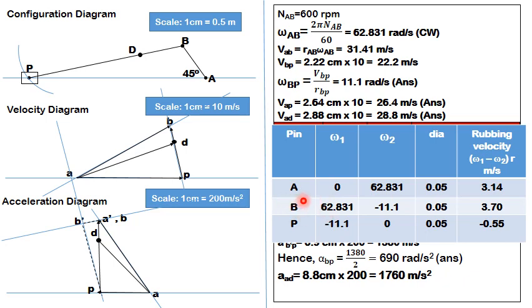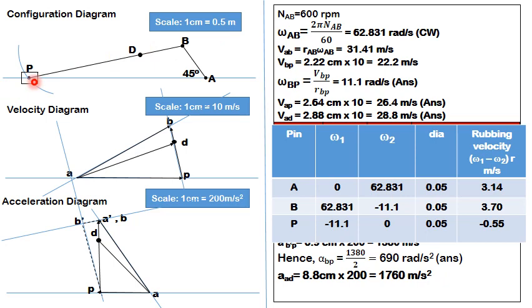Similarly for second link, the value of omega 1 is the value of angular rotation of crank, which is 62.831, and omega 2 is the angular velocity of this connecting rod, which is minus 11.1. Why? Because crank is rotating in clockwise direction, and obviously connecting rod will go in anti-clockwise direction, so the direction is changed and the diameter is 0.05. So here it is the summation of these two multiplied by diameter. So omega 1 minus into minus 11.1 multiplied by 0.05. So that's what gives the answer as 3.7 meter per second.